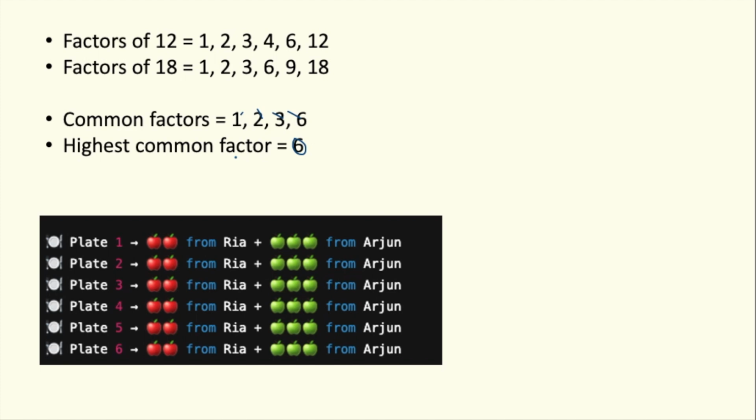And how many apples would come from Riya then? It would be 12 divided by 6, which gives us 2. And how many apples would come from Arjun in each plate? It is 18 divided by 6, which equals 3. Now, as shown in this picture below, you can see we have divided the 18 apples of Arjun and 12 apples of Riya into each plate. So the maximum number of plates we made here is 6, and each plate has 2 apples from Riya and 3 apples from Arjun. So this solves our problem here.